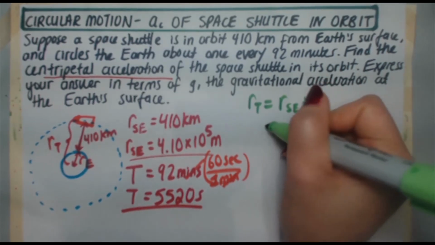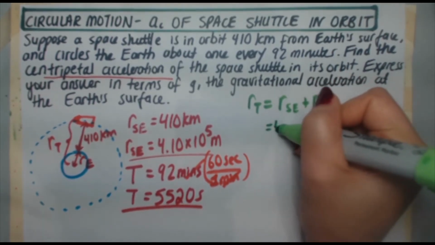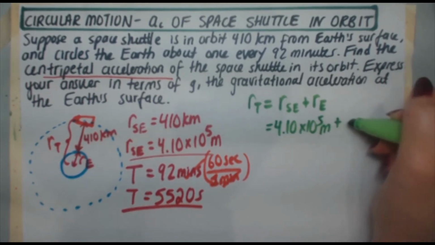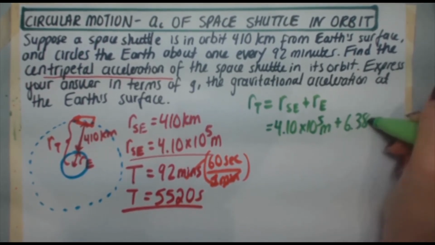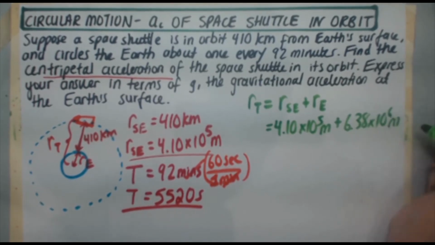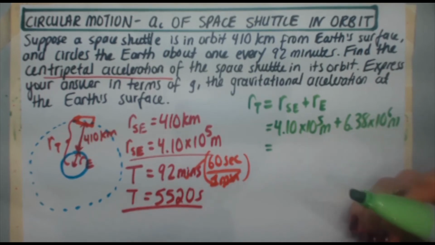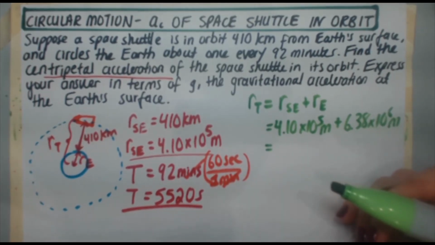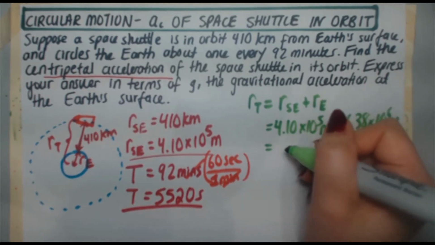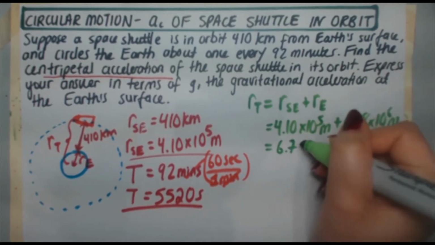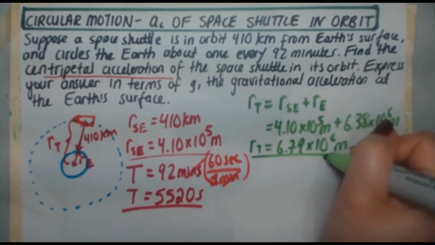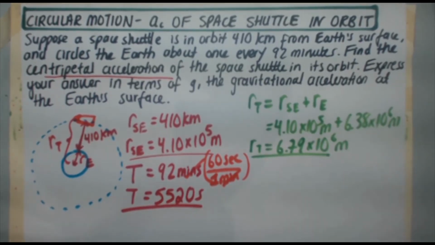So let's plug in our R_SE. It's 4.10 times 10 to the 5 meters. The radius of the Earth is 6.38 times 10 to the 6 meters. Notice that is an entire factor of 10 bigger than that. That's why I said this is definitely not to scale, but for the purposes of this problem, it's fine. Adding the two together, you get 6.79 times 10 to the 6 meters. And this is the distance we're going to use in our formula.